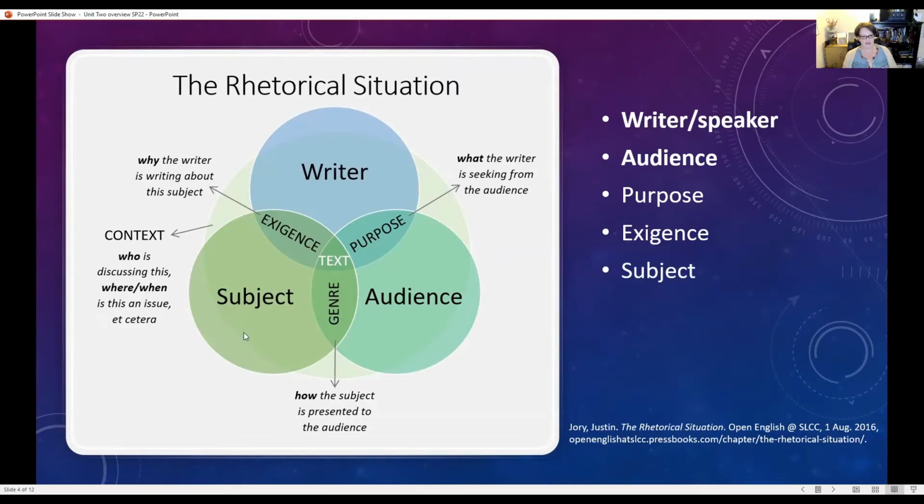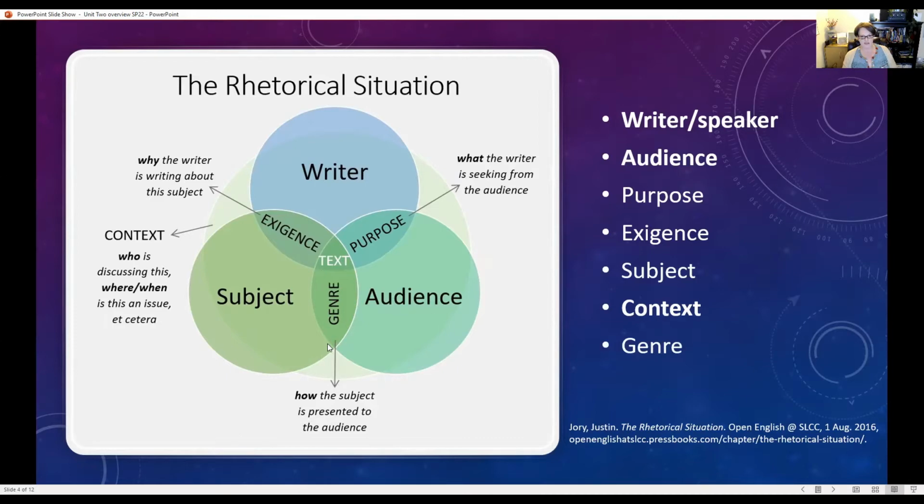Of course, we have the subject, the thing that you are writing about, and context. So context is actually this big circle that encompasses all these three things. And context involves who is discussing this, where and when, time and place, culture, so on and so forth. All of these things come into play, right? So context is this big circle encompassing all of those things.